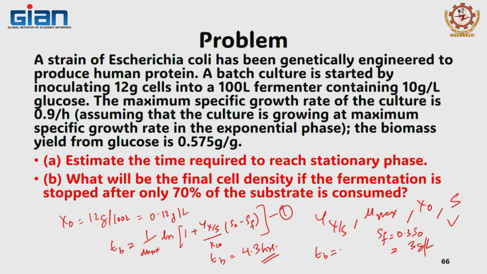At that time, your Tb should come around 3.94 hours. So, because we changed how much substrate was consumed, my batch time changed. So, your XF is x naught e to the power mu max Tb. Your final concentration of xf would be 4.16 grams per liter.